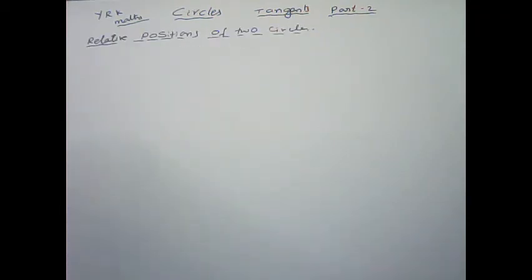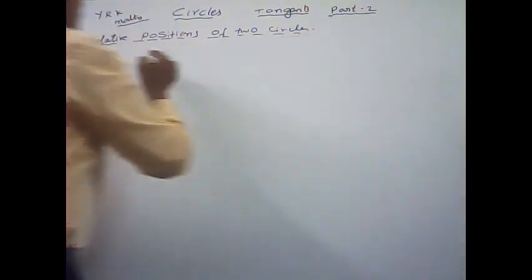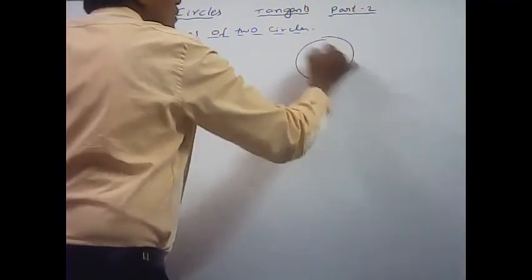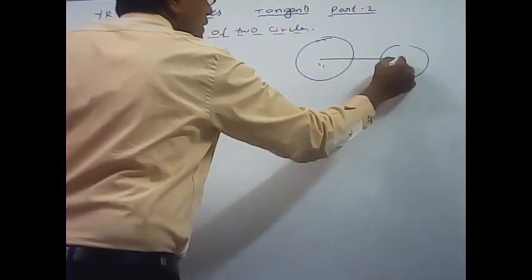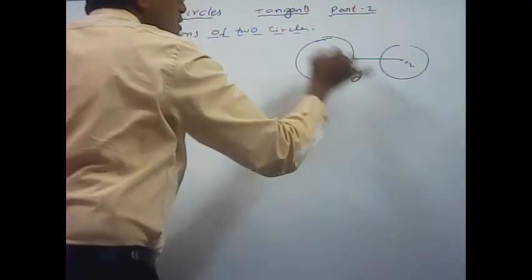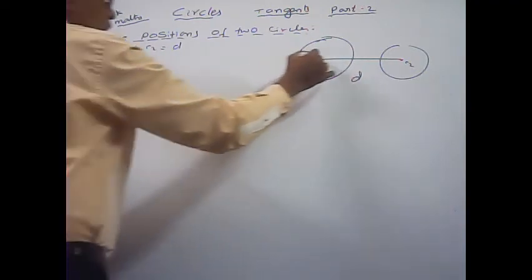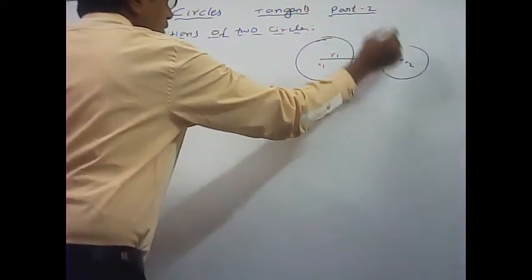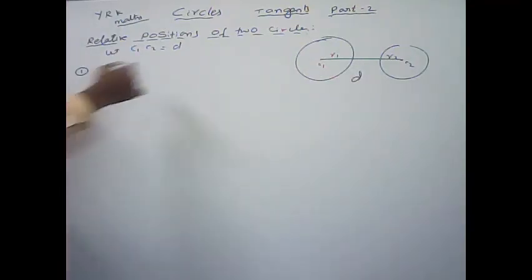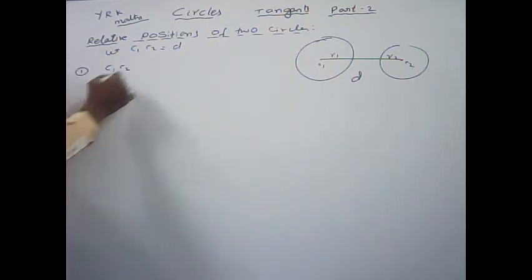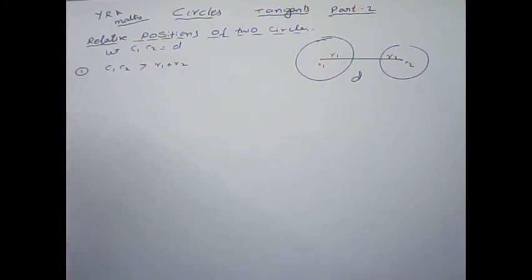Next, relative positions of two circles. Here I am taking two circles. This is the center of the first circle, this is the center of the second circle. The distance between both the circles, here I am taking C1C2 equal to D. And the radius of the first circle I am taking R1, the radius of the second circle R2. Here a total of 5 cases are there. Here C1C2 is more than R1 plus R2.